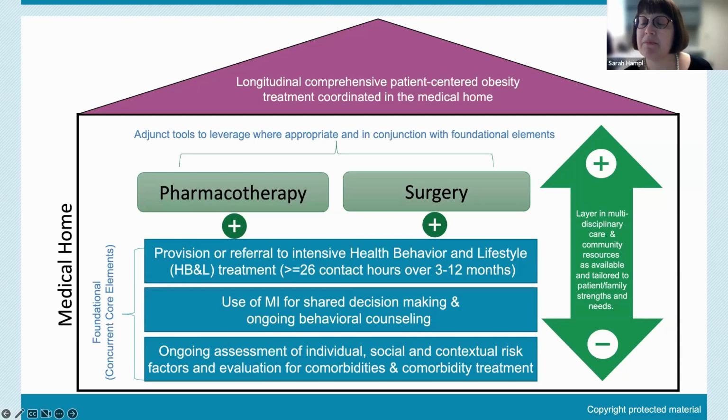Multidisciplinary care and specialty care and community resources can be layered in as available and as tailored to patient and family strengths and needs. And then in addition, pharmacotherapy and metabolic and bariatric surgery can be appropriate adjuncts to pursue for those adolescents with more severe obesity and comorbidities, and even for adolescents with less severe obesity, again, in the context of intensive health behavior and lifestyle treatment. Next slide.